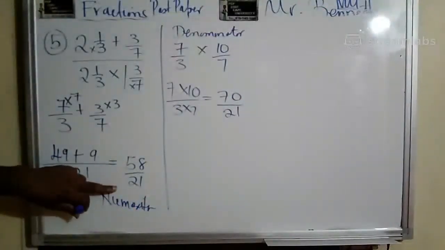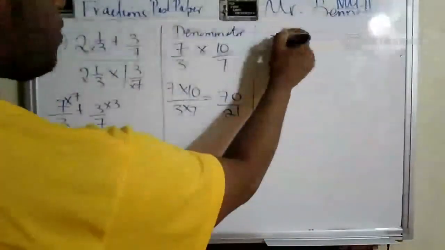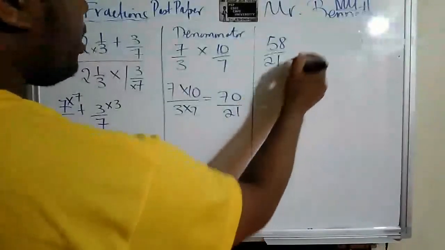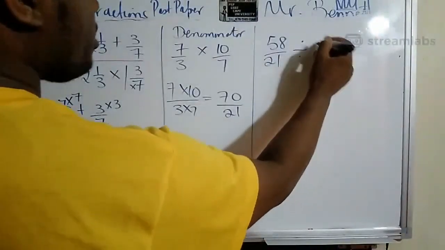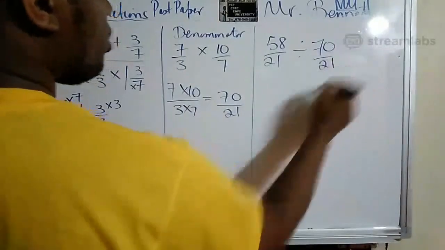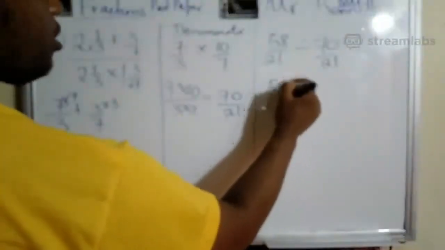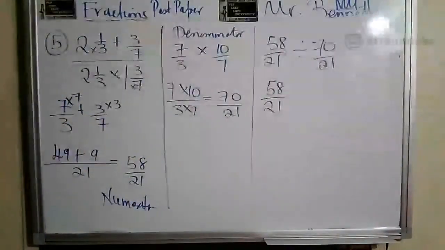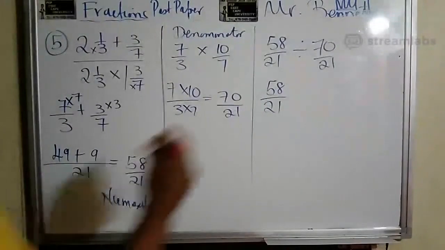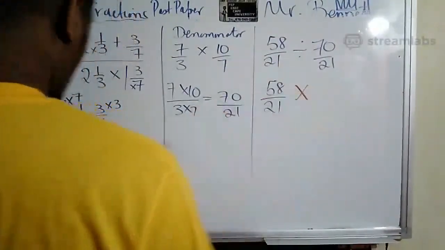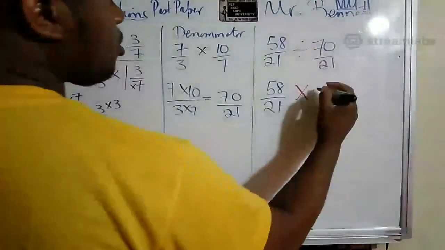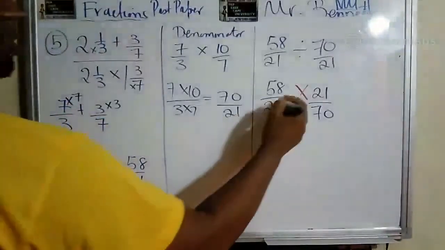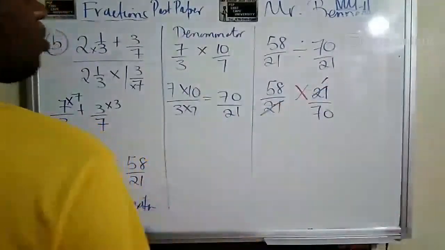So remember, the numerator goes first, so it's 58. Don't change up the order guys and give away your marks. 58 over 21 divided by 70 over 21. So it's 58 over 21. We change the division sign to multiplication, and then we reciprocate. So it's 21 over 70. 21 into itself goes 1 time, that goes 1 time.